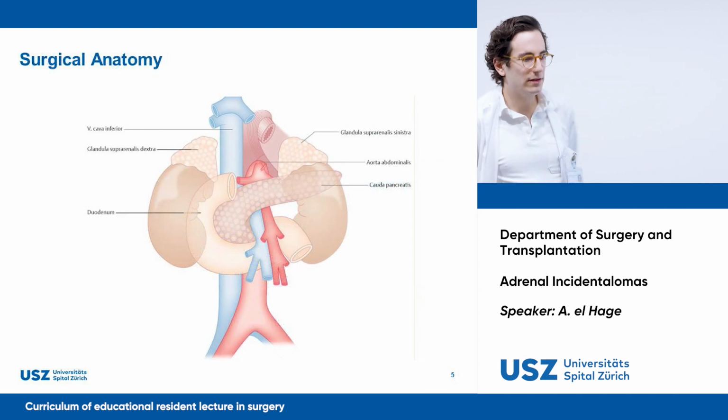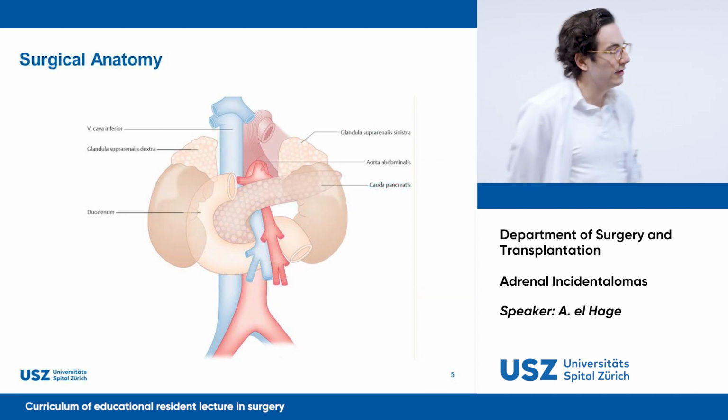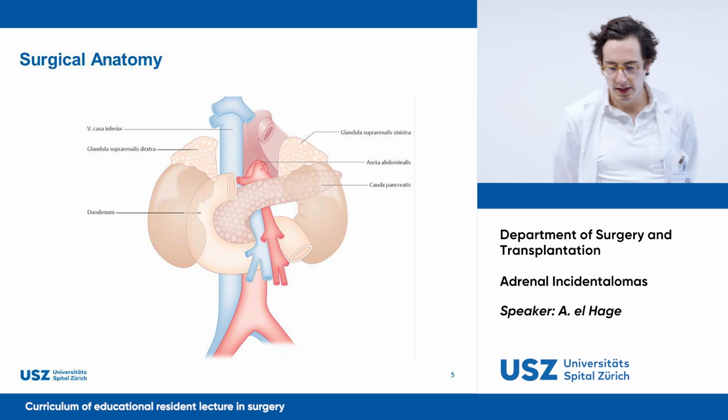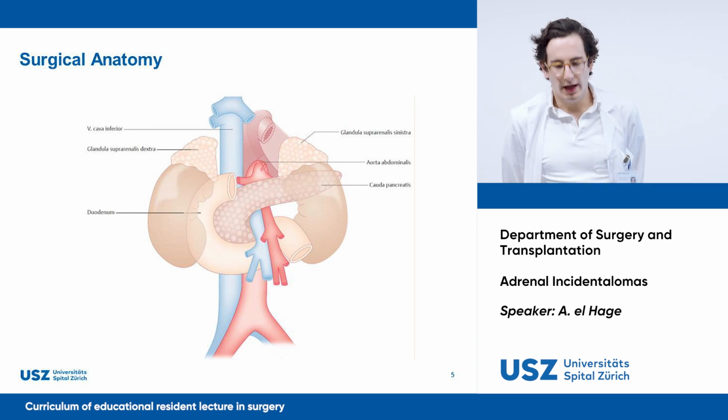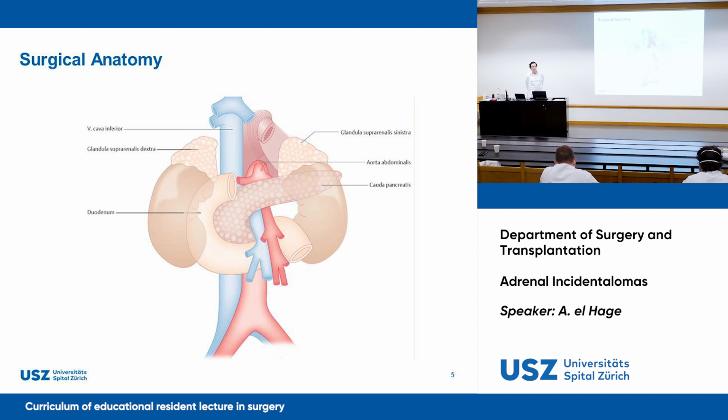Now let's have a look at the anatomy. You certainly know that they are localized in the retroperitoneum, on the left side in relation to the spleen and the tail of the pancreas, and on the right side, the liver, and lateral to the vena cava inferior.